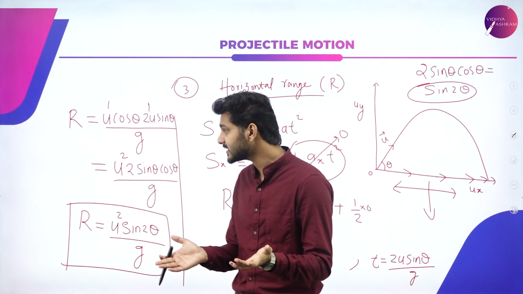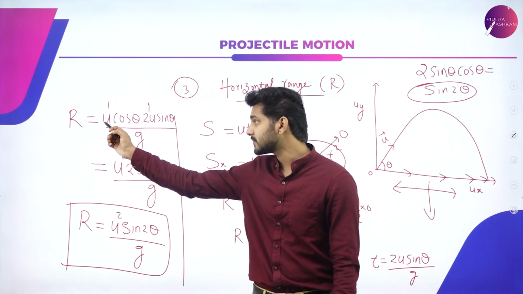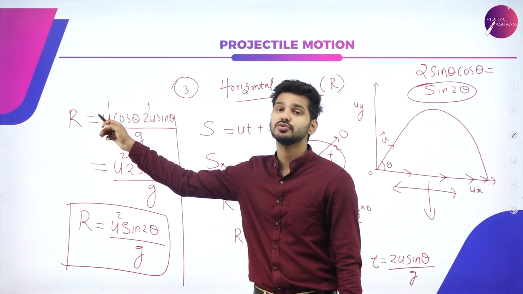Really sorry for missing that. Please don't miss that in the examination. These two u's multiply together and it is u square.